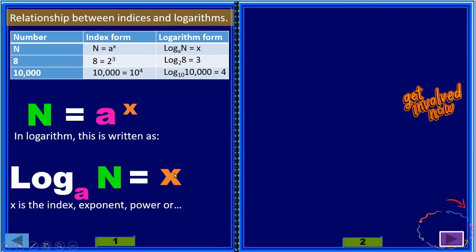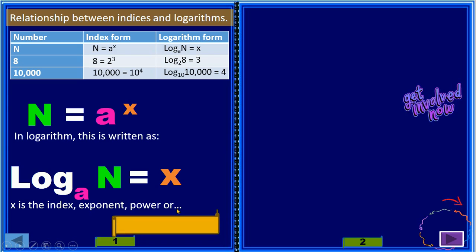So here, like I said, x is the index. It is also called exponent. It is also called power. There is another name for it. Can you suggest the name? From our introduction here, you see that we called 3 the log of 8 base 2. We called 4 the log of 10,000 base 10. So therefore, x is also called logarithm.